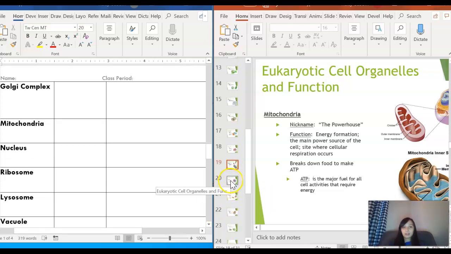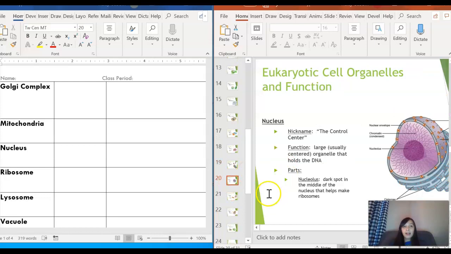Okay, the nucleus. The nickname is the control center. It's like the brain of the cell. The function: a large, usually centered organelle that holds the DNA. Parts: it has a nucleolus, which is a dark spot in the middle of the nucleus that helps make ribosomes.